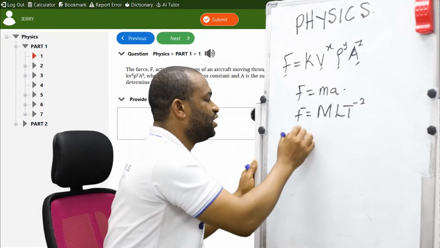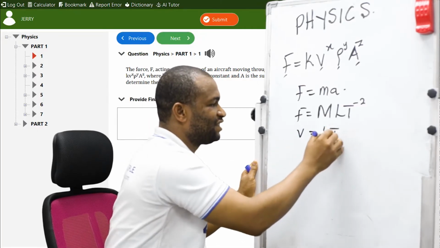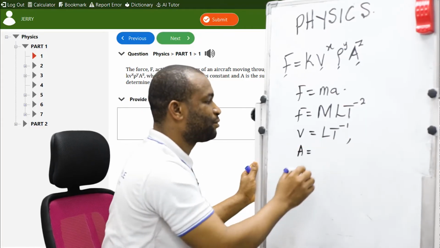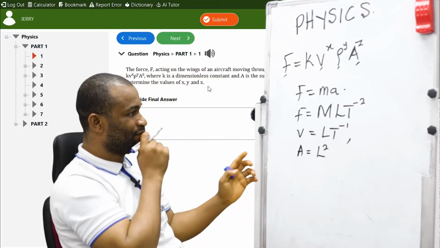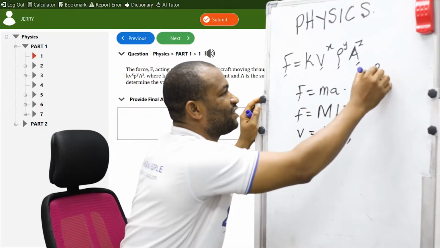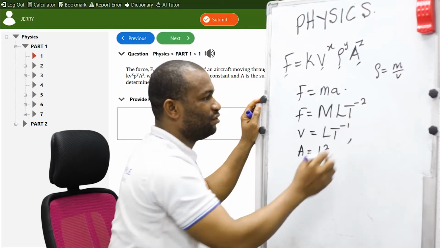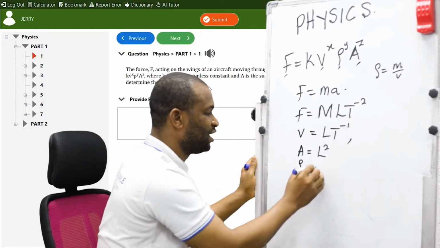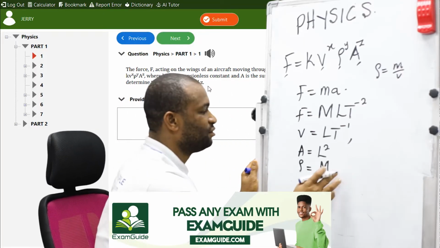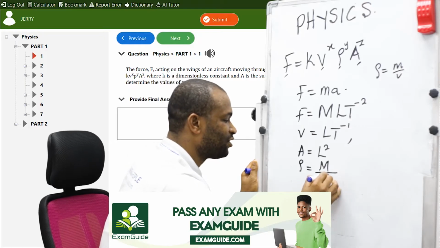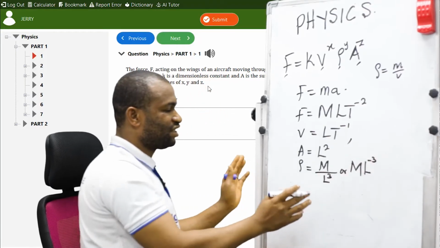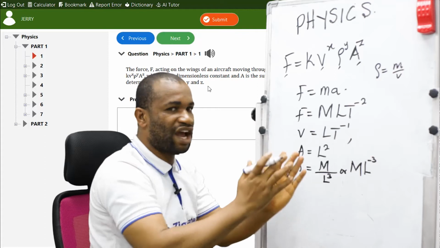The dimension of v is given as LT raised to power minus 1. The dimension of A is capital L squared. Okay, density. Density is given as mass per volume. Therefore, the dimension of density is capital M over L raised to power 3, or sometimes I'll write it as capital M L raised to power minus 3. So this is the dimension of these derived quantities.